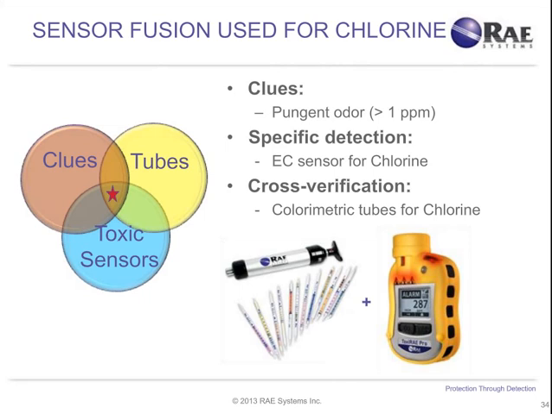Okay? So our recommendation for the easiest way to achieve reliable readings for chlorine is by combining the electrochemical sensor for chlorine with chlorine-specific colorimetric tubes. And of course, in this example, as well as in other examples where you're facing a chemical that has a very, very particular odor, use it as a clue.